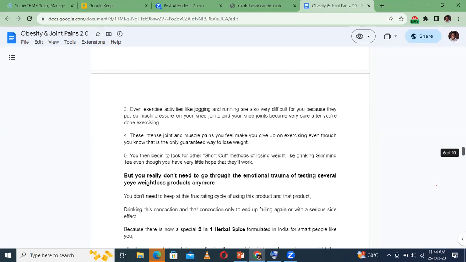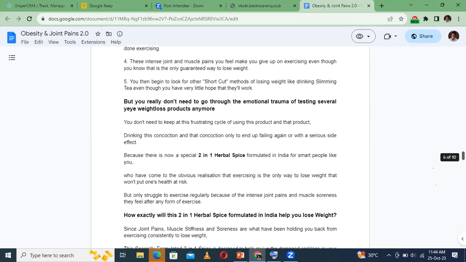So let's continue. But you don't really need to go through this emotional trauma of testing several weight loss products anymore. You don't need to keep at this frustrating cycle of using this product and that product, drinking this concoction and that concoction, only to end up failing again or with a serious side effect. Because there is now a special 2-in-1 herbal spice.